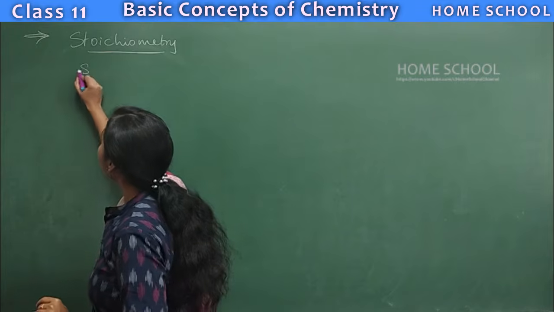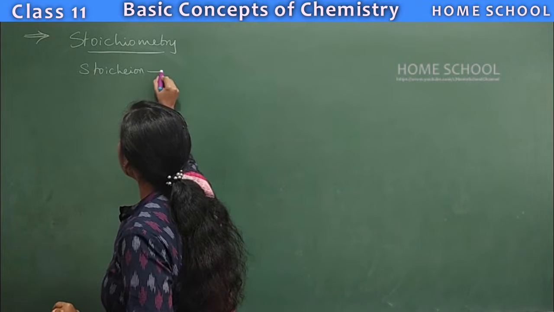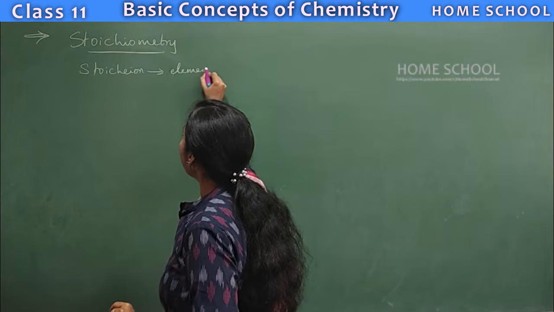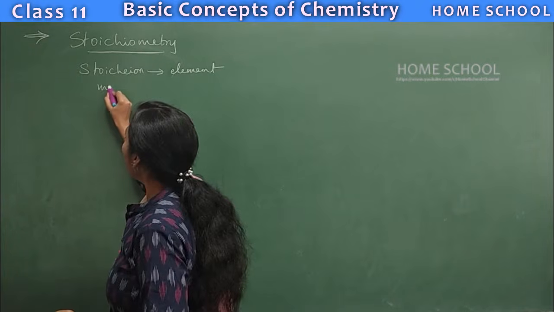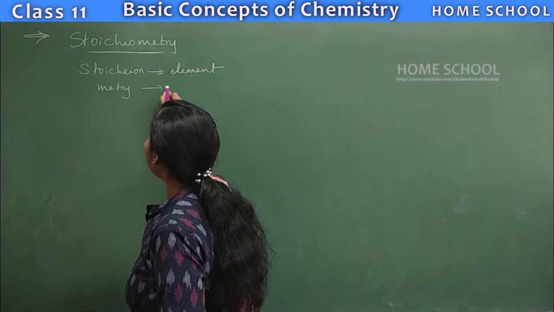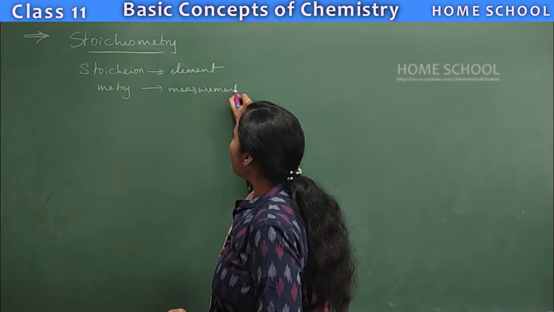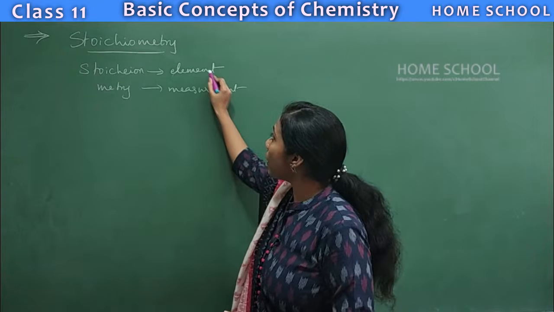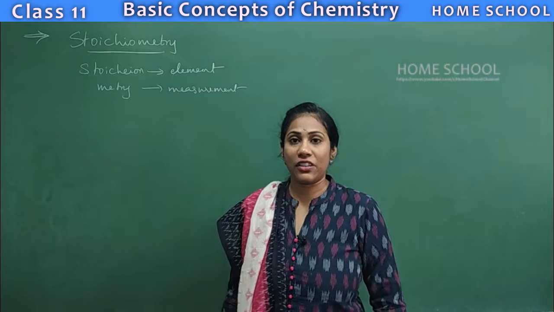You know what it means in Greek? Stoichion means element. So in the Greek language, stoichion means element. And metry, we all know, is nothing but measurement. So stoichiometry involves the measurement of elements that are there in a chemical reaction.